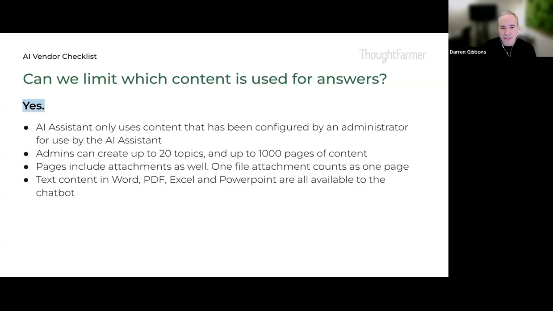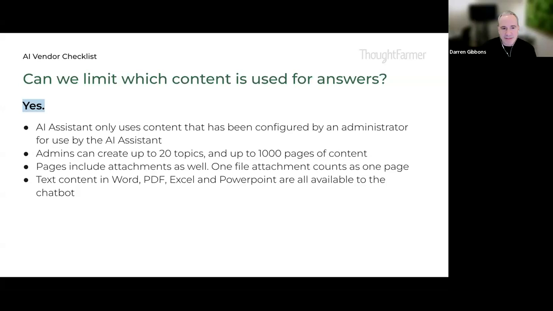So the AI assistant only uses content that's been configured by an administrator for use by the assistant. So the way this is handled is when you're setting up the AI assistant, you can create topics. And topics, you can give them a name, and you can add pages to those topics. You can create up to 20 topics and add up to 1,000 pages of content. Caroline's going to show you what that process looks like in the live demo.